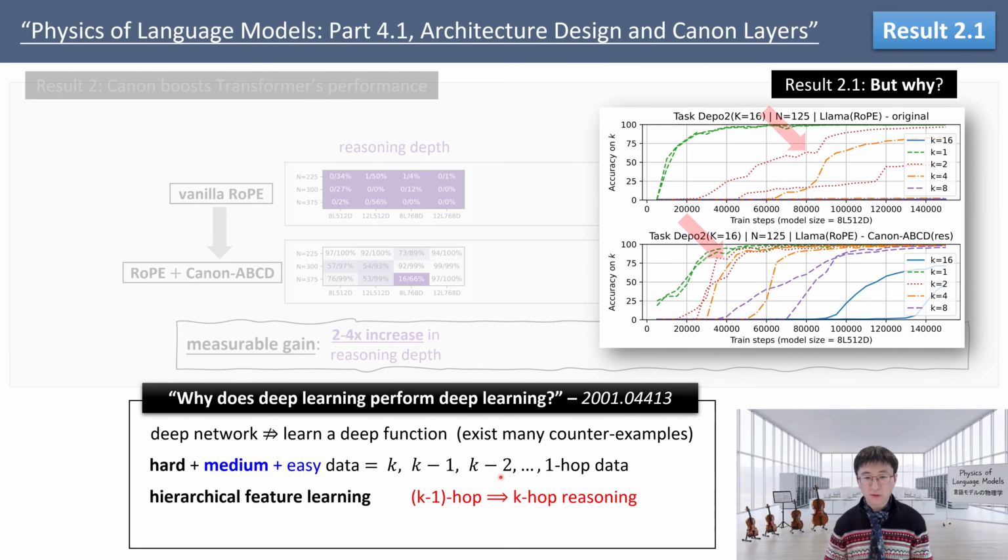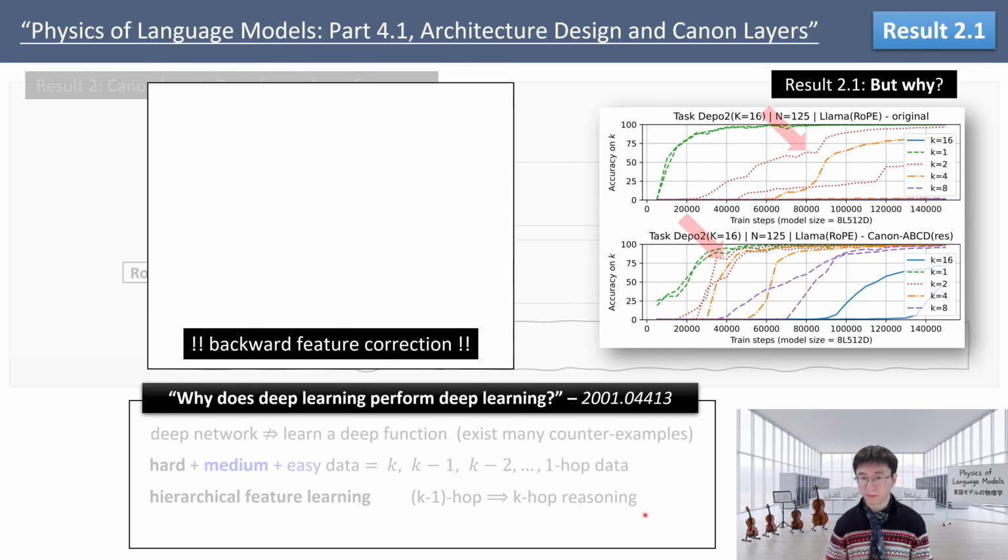So once you have this data, how exactly does it turn from features for the k-1 hop into the features to support k-hop reasoning? This was precisely what our theory work explained. That's a very deep math paper, but today I'm going to explain everything to you without any math. Over there we discovered a phenomenon that we gave a name. We call it backward feature correction. That explains how exactly deep learning performs this kind of hierarchical feature learning.